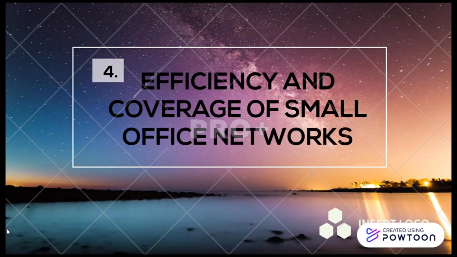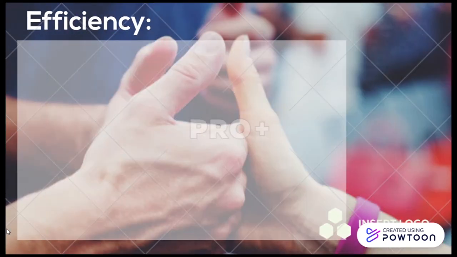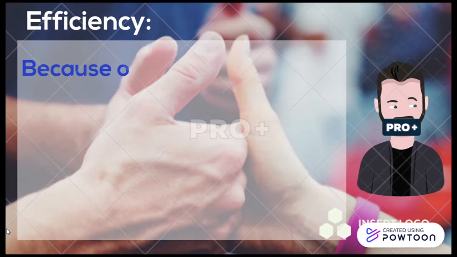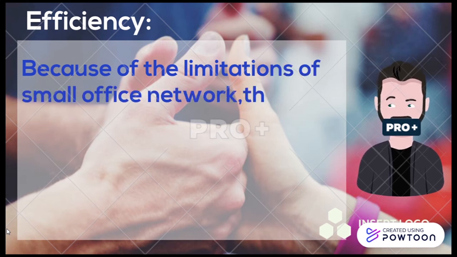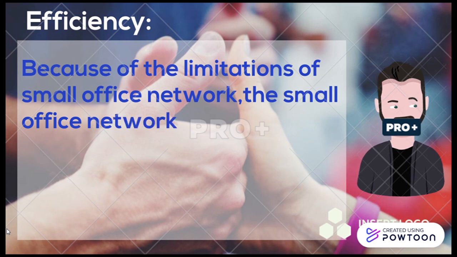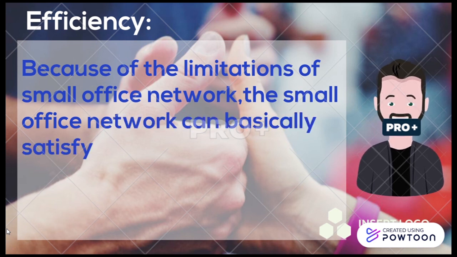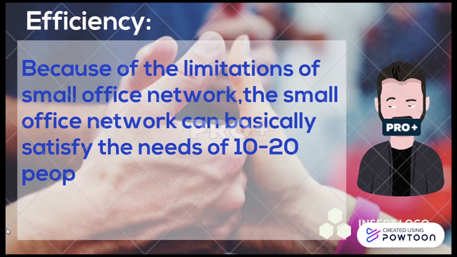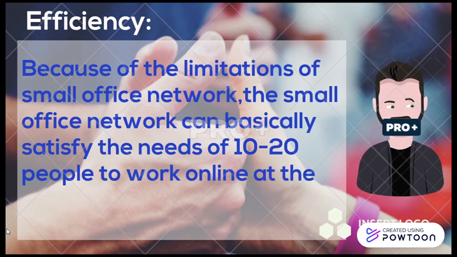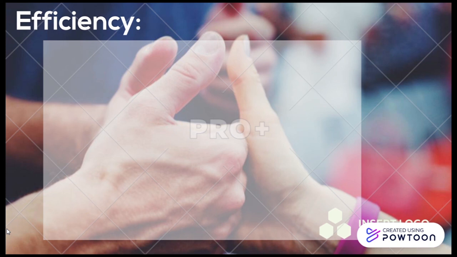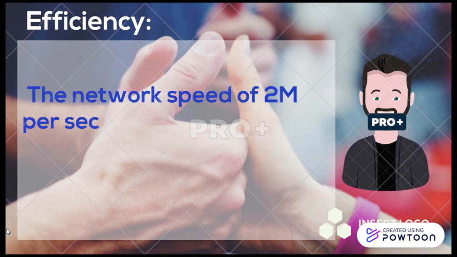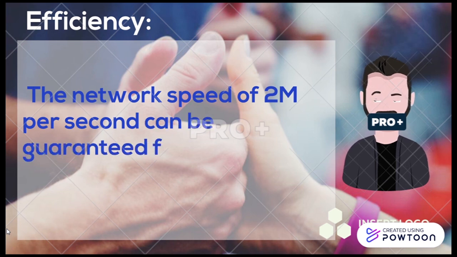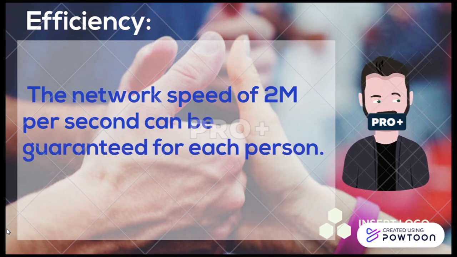The last point for the small office network is about efficiency and coverage. So the first is about efficiency. Because of the limitations of the small office network, it can basically satisfy the needs of 10 to 20 people working online at the same time. Secondly, a network speed of 2 megabits per second can be guaranteed for each person.